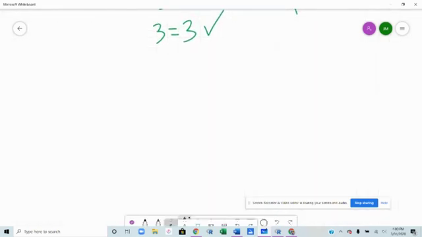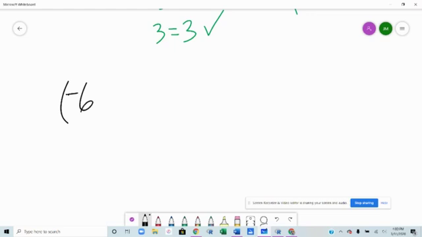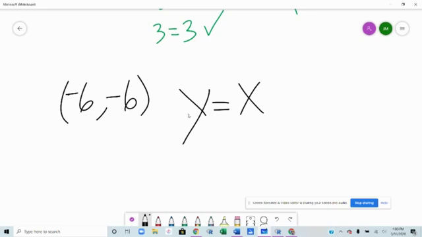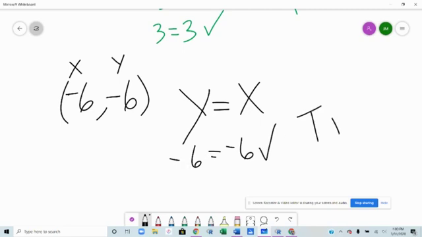So it's simply plugging in your coordinate point and seeing if it is true. Does the point -6, -6 make the equation y equals x true? Take your x value and your y value and plug them into the correct places. Y, which is -6, equals x, which is -6. Does -6 equal -6? Yes, it does. So this is true.